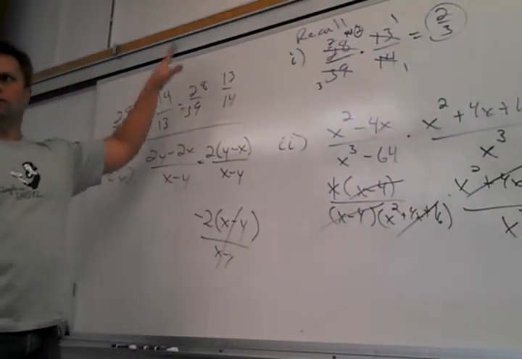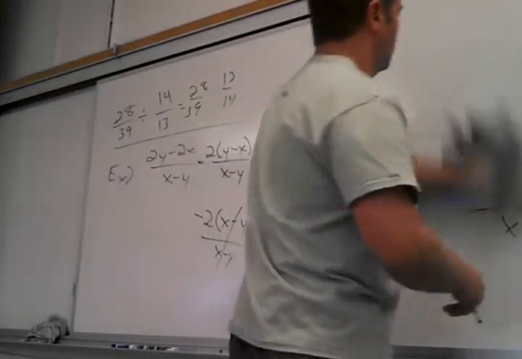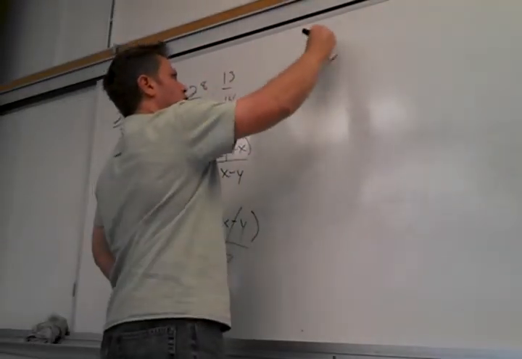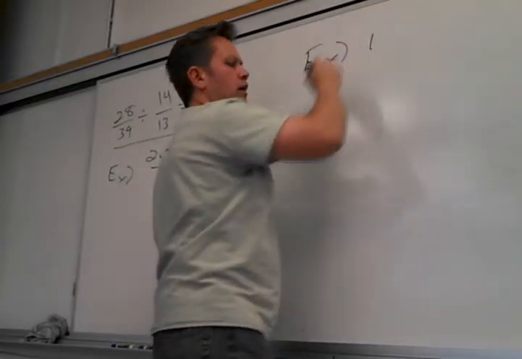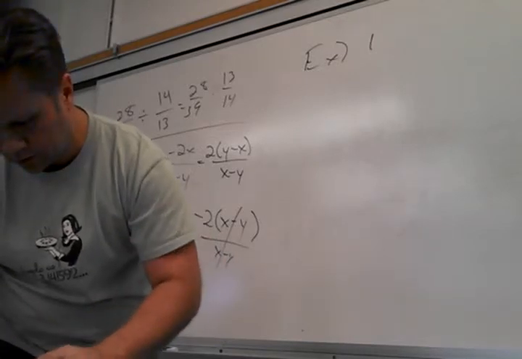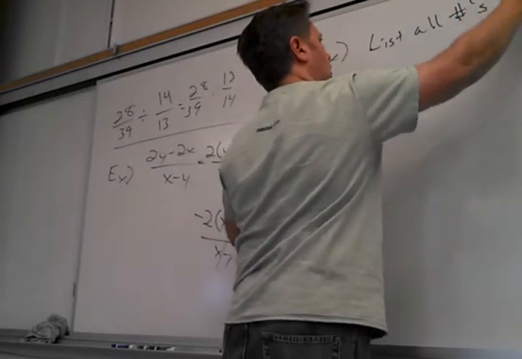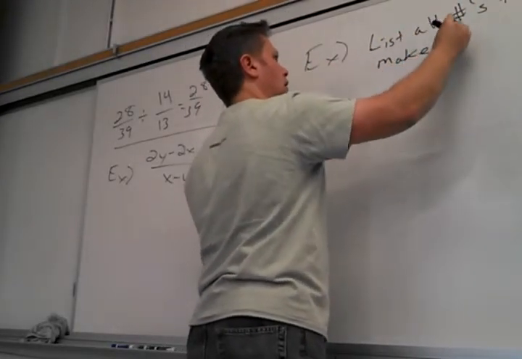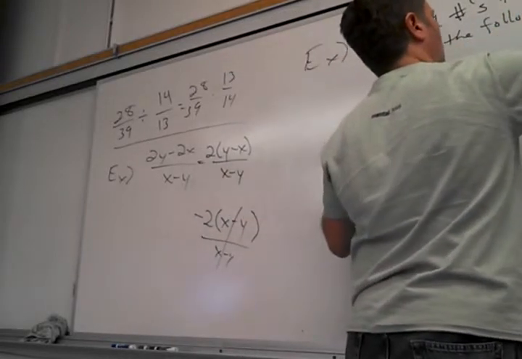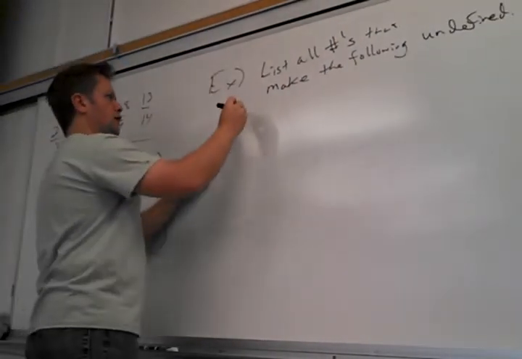So that was section 7.1 and 7.2. And just to remind you guys, there was one other thing in section 7.1. We talked about it last time, and it's actually come up a couple times today. Let me ask you the same way they do. List all numbers that make the following undefined. That's how they say it in the homework.